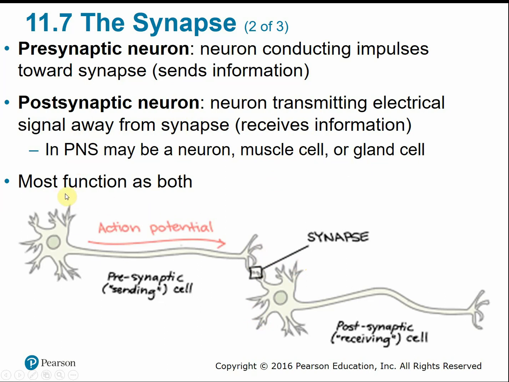Many neurons are able to function as both. Remember we said neurons can carry on multiple conversations simultaneously. One neuron could be sending a signal to this neuron while simultaneously receiving information from another neuron.